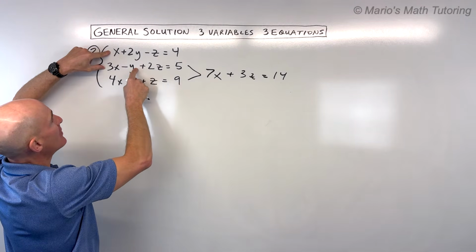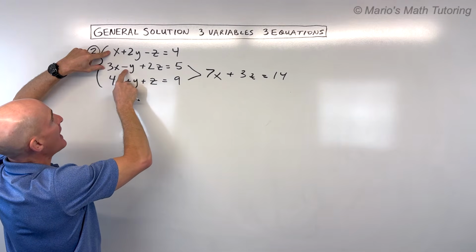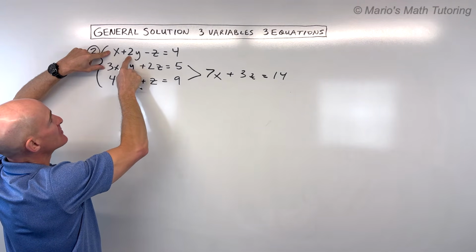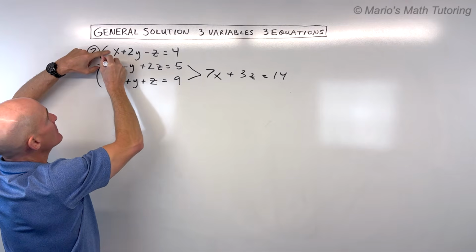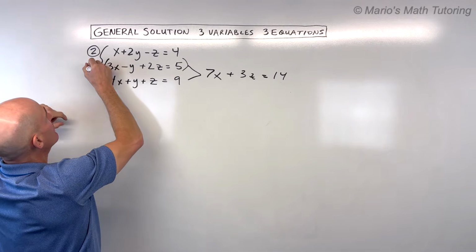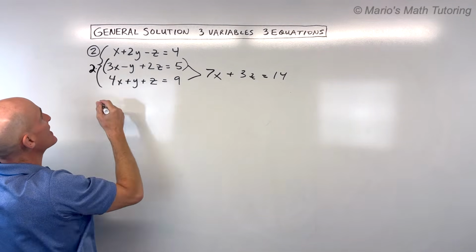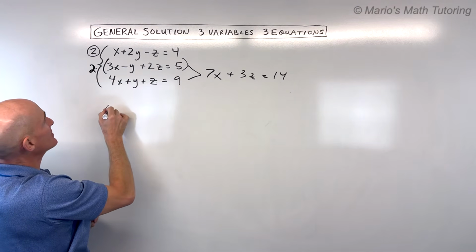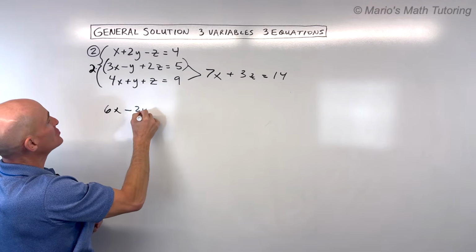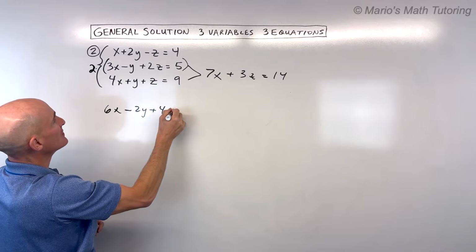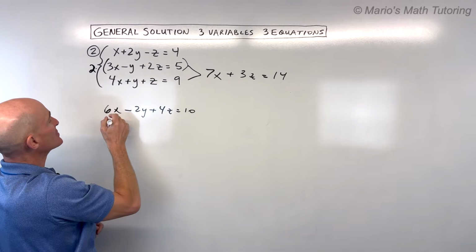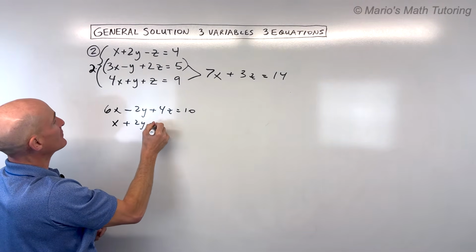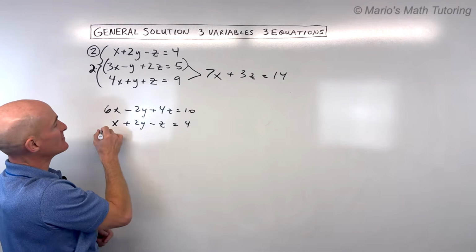Now, in order to cancel out this y here, I need this to be a negative 2y plus the positive 2y that'll cancel. So I'm going to multiply this whole equation by 2, left and right sides to keep it balanced. So if I do that, that's going to give us 6x minus 2y plus 4z is equal to 10. I'm going to bring this equation down here just to line everything up for us. Try to avoid making simple mistakes.